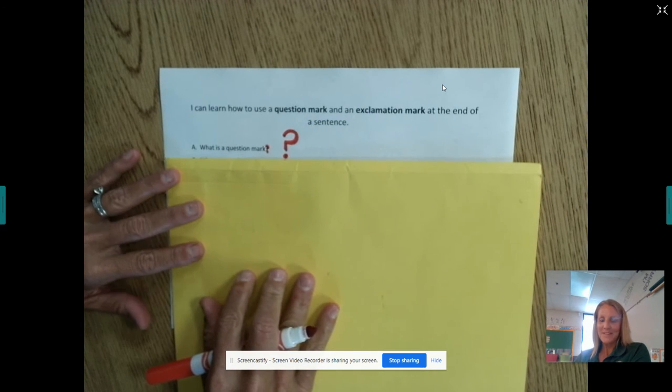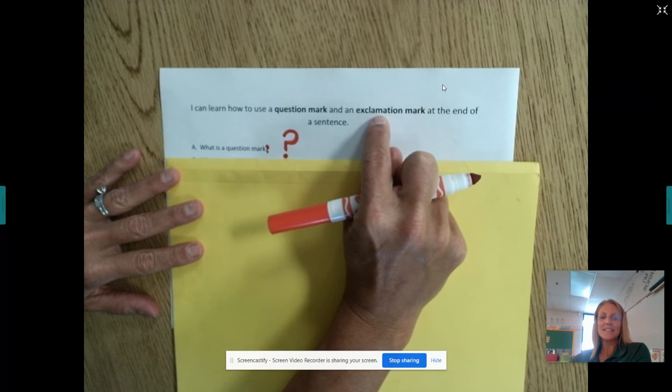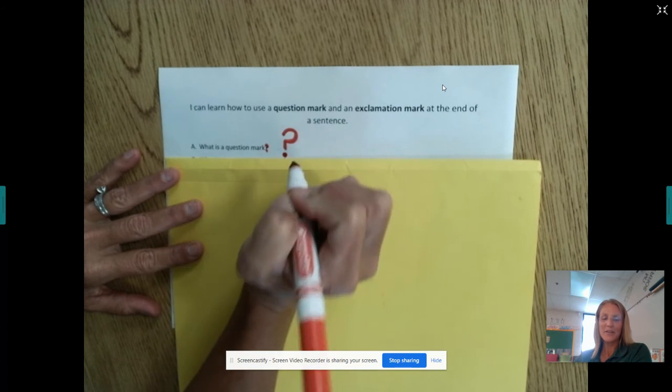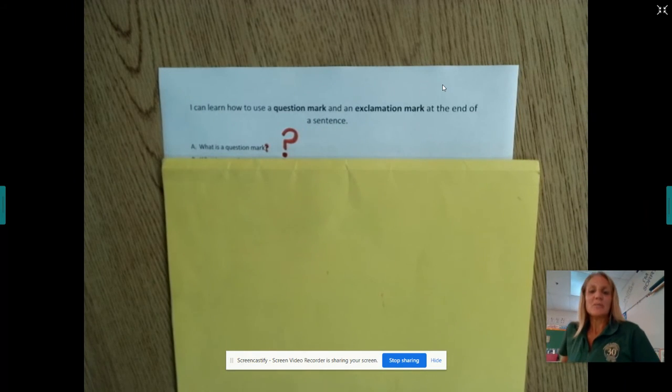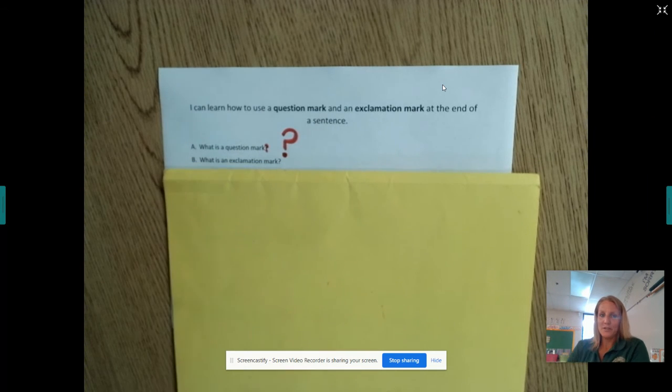Now, the other bolded word in our I can statement, sometimes people call this an exclamation point, because this point right here, like the period at the bottom, people call that a point, or an exclamation mark. They mean the same thing. Well, what is an exclamation mark? What does the word exclamation mean?